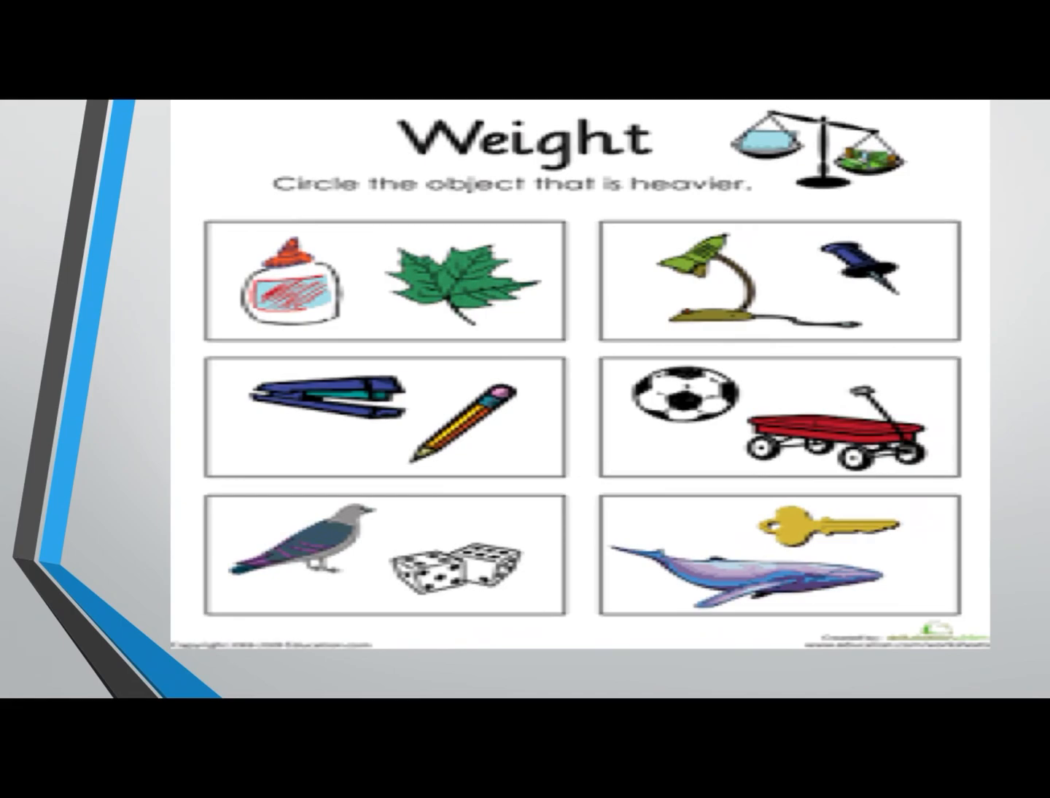Now circle the object which is heavier. Now you have to just estimate. There is an ink bottle, there is a leaf. Which is heavier? Of course it is the ink bottle.